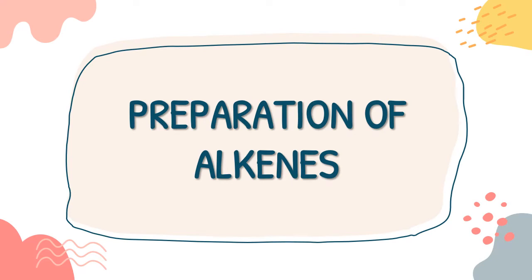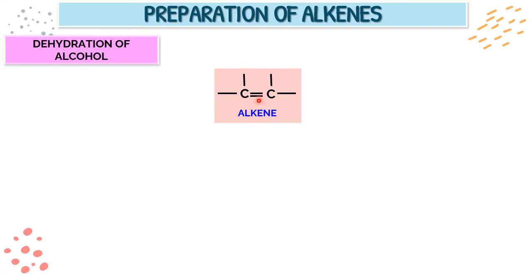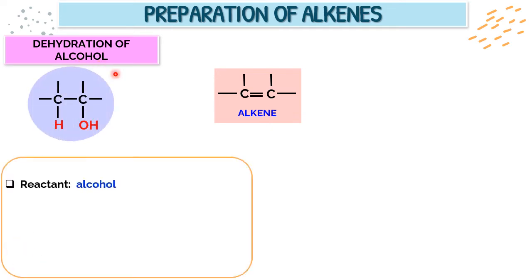Preparation of alkenes. So this is the general structure of our alkene, where we have the functional group of carbon-carbon double bond. And to prepare our alkene, there are two ways. The first one is by dehydration of alcohol. So for dehydration of alcohol, the reactant needed is the alcohol itself.